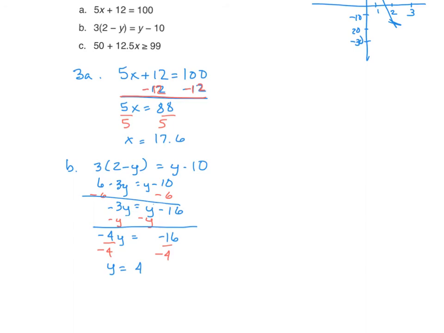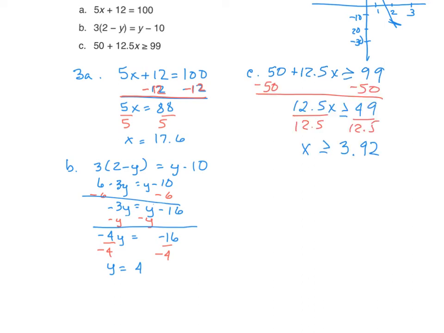All right, let's look at what's going on with C. So C is an inequality. And so we have 50 plus 12 and 5/10 x is greater than or equal to 99. All right, let's see how you do with that. Go ahead and pause the video and try to work it out. All right, let's see how we did. So I subtracted 50 from both sides, and that gives me 12 and 5/10 x is greater than or equal to 49.